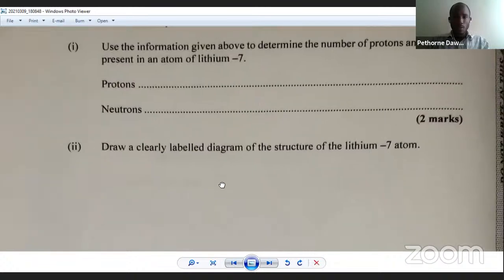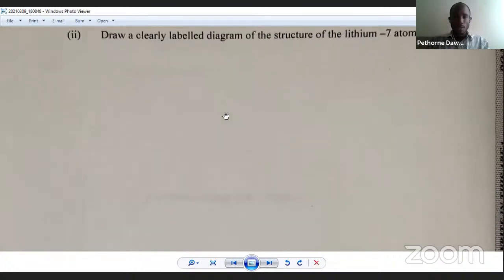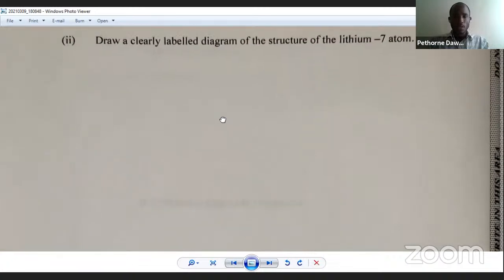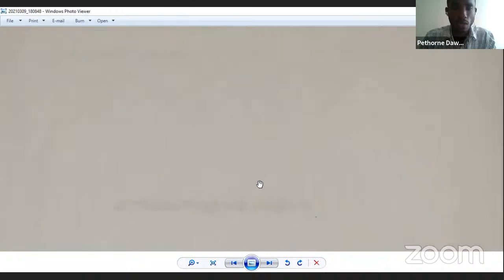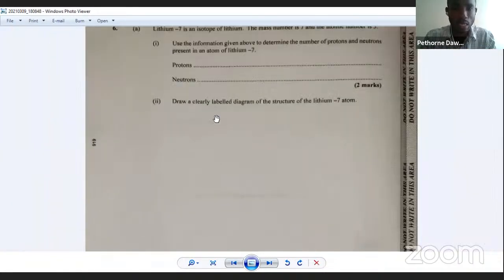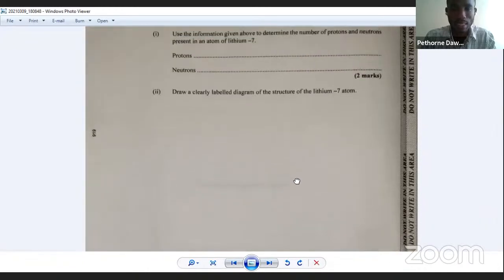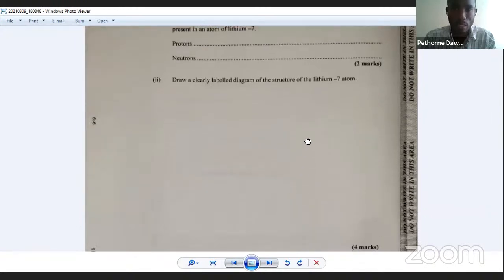Draw a clearly labeled diagram of the structure of a lithium atom. Now you may ask why they are asking chemistry in a physics exam. But yes, this aspect of physics overlaps with chemistry. So if you are not so familiar with your bonding diagrams in chemistry, please get familiar. And even more so for those who don't know chemistry, it is important that you do know these things.